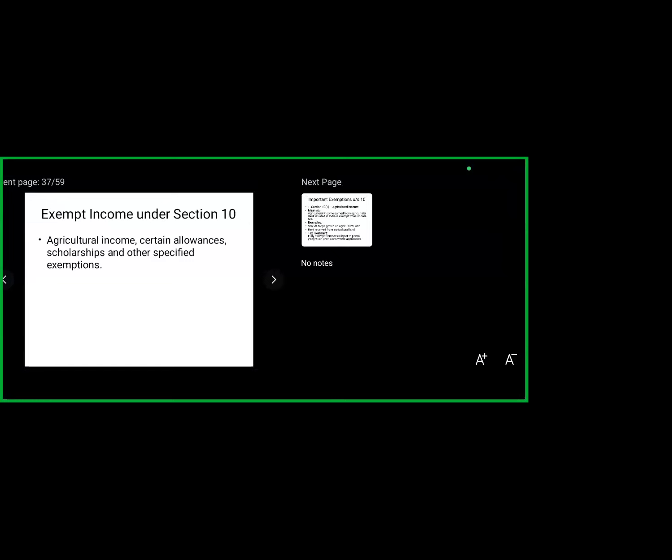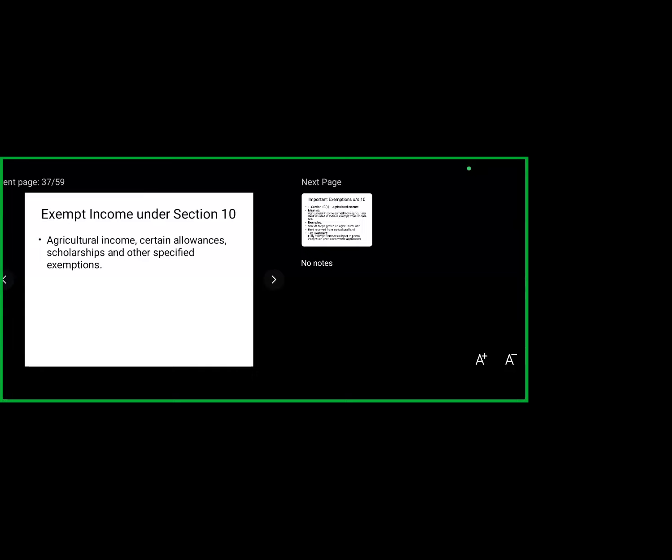Exempt under section 10: agricultural income, certain allowances, scholarships are exempted. So incomes which are exempted under section 10, if it is asked, specify it in the examination, you can write down agricultural income is exempted. Now what about conveyance allowance? In conveyance allowance, if it is utilized for the official purpose, conveyance allowance is deductible, exempted. What about travel allowance? If travel allowance is utilized within 3 years once, then it is exempted.